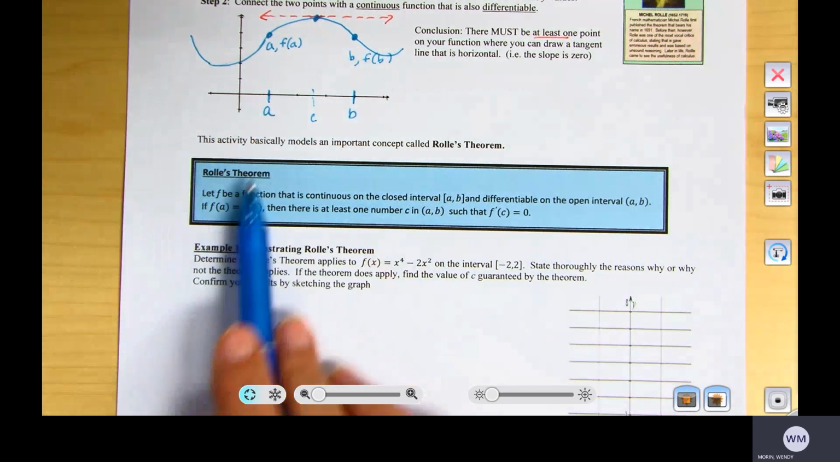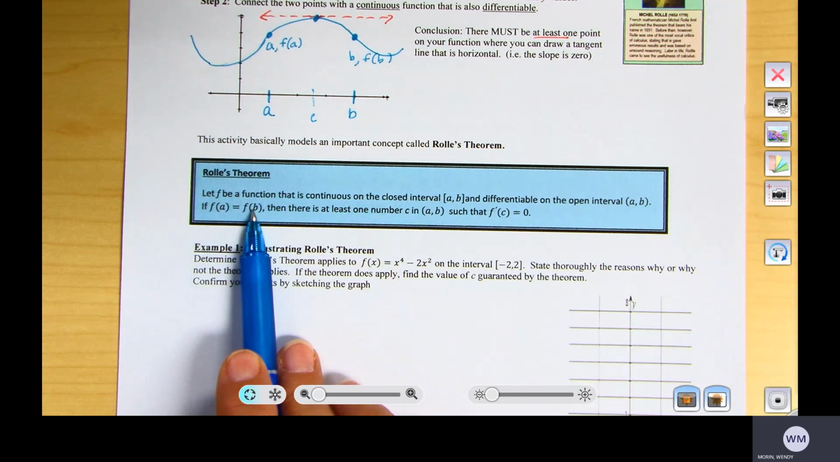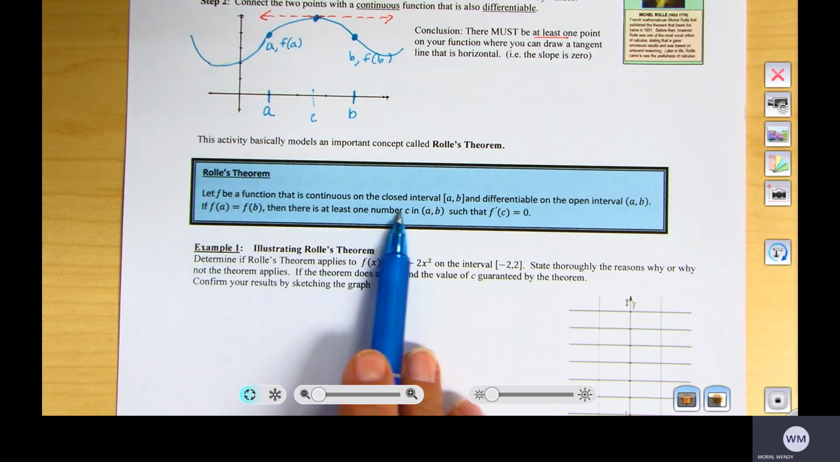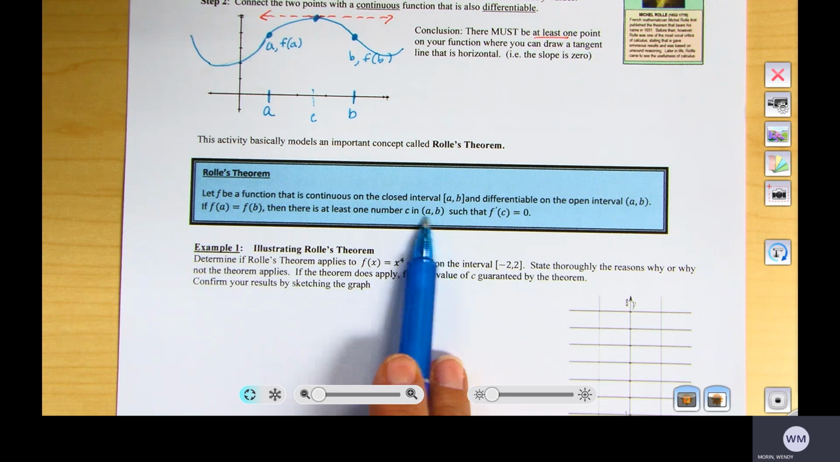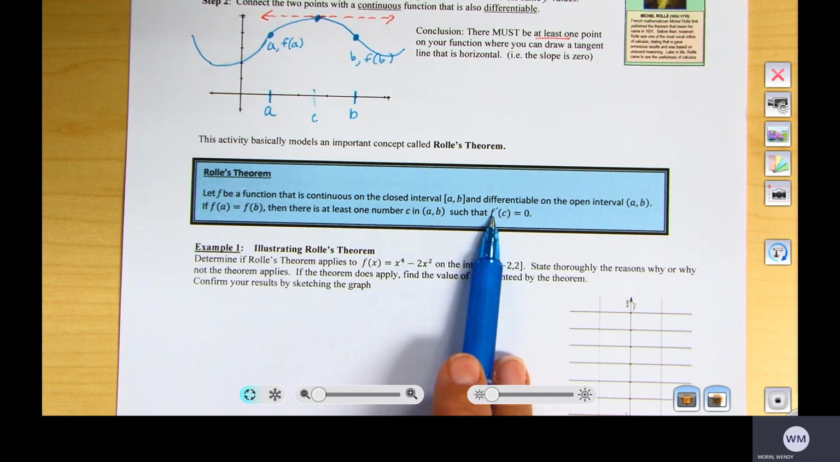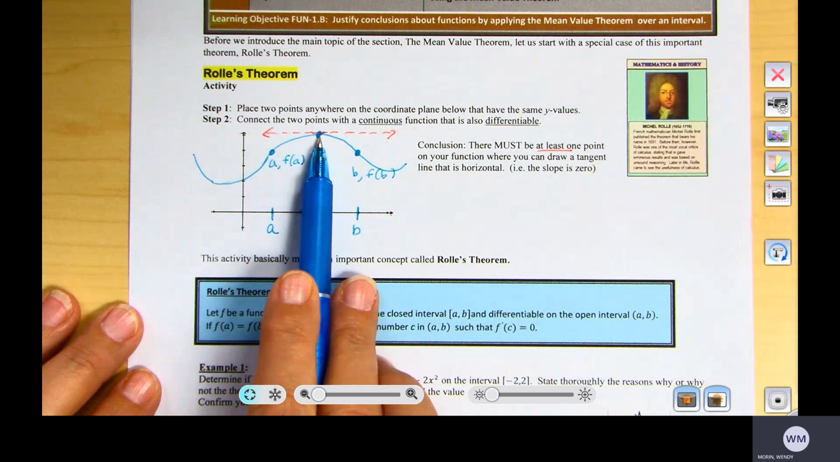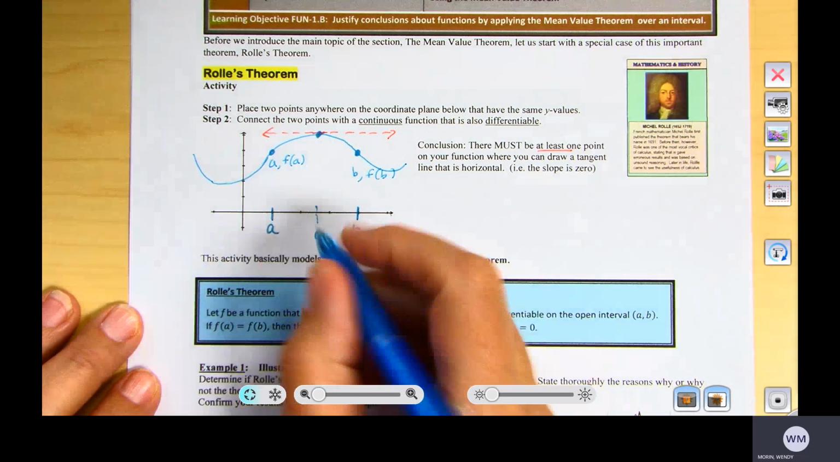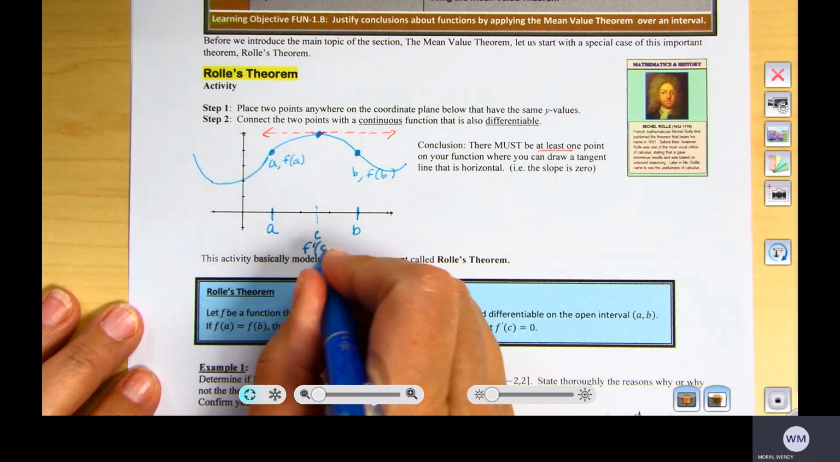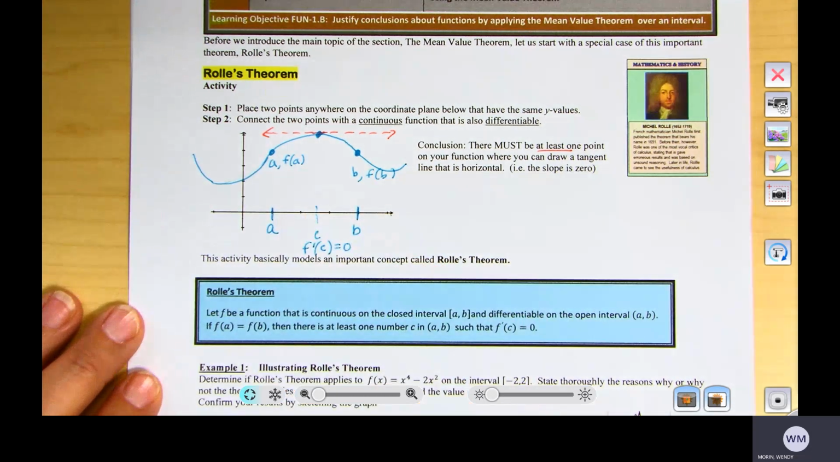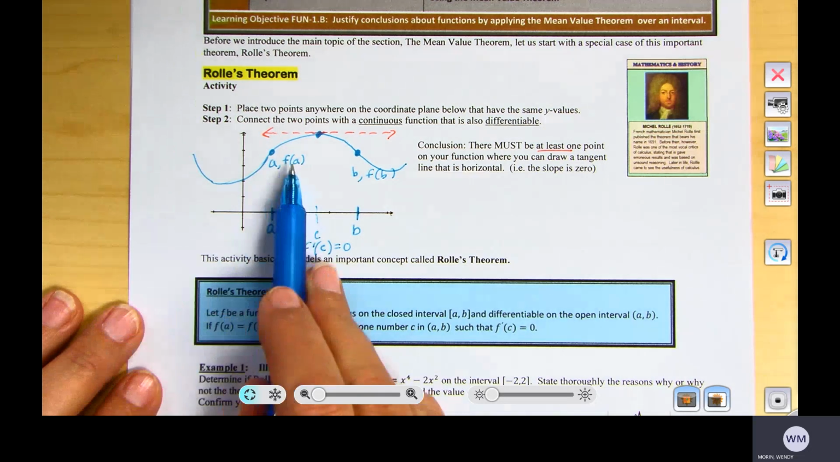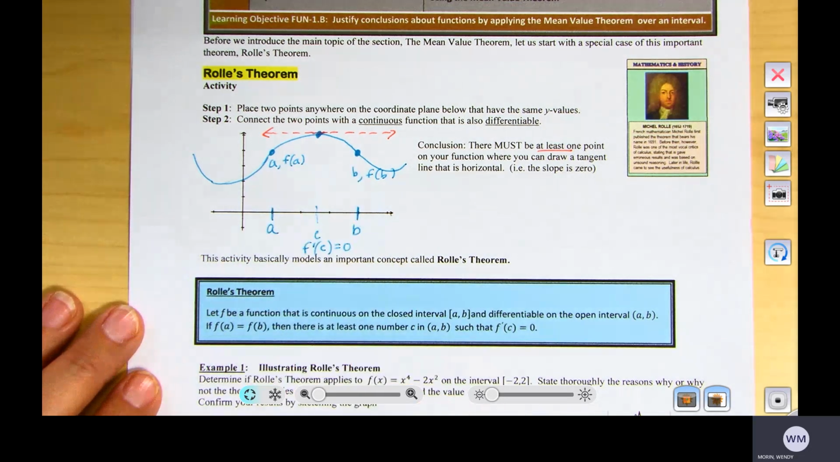Now Rolle's theorem says if f of a equals f of b, there's at least one number in the interval such that the first derivative is equal to 0. That's Rolle's theorem. And here is the first derivative at c. So f prime of c is equal to 0 because f of a equals f of b.